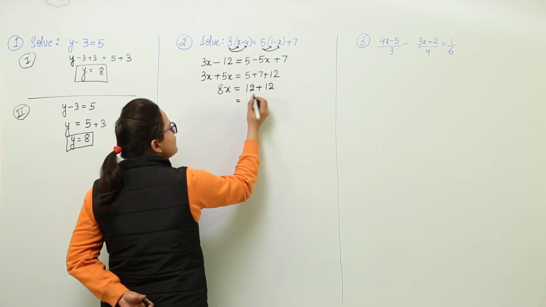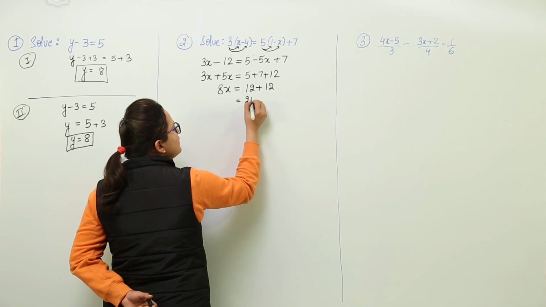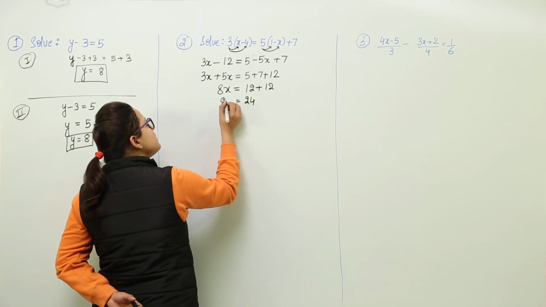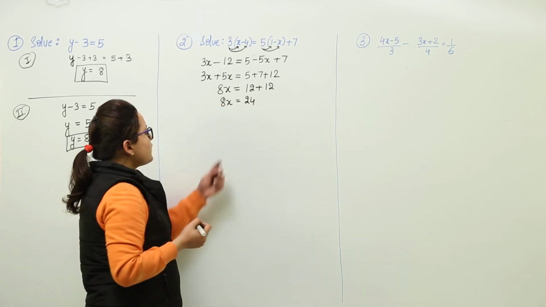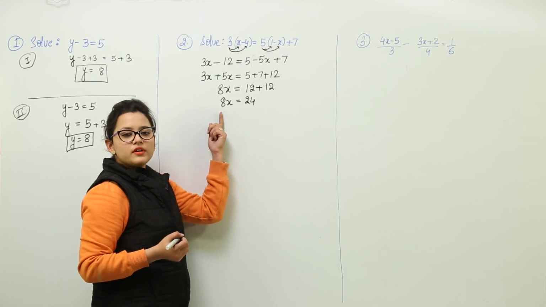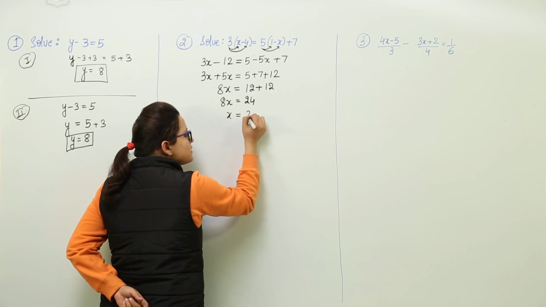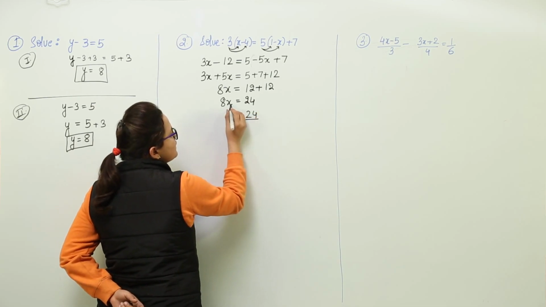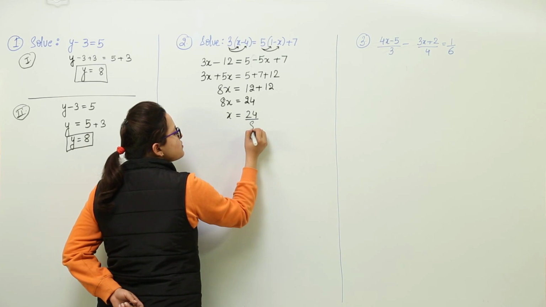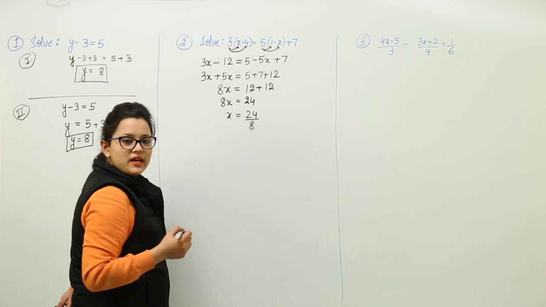Now on solving the right hand side we get 24, and on the left hand side we have 8x. Now for finding the value of x, I should get rid of this 8. So what do I do? I will take 8 to the other side, and because 8 was getting multiplied here, when I transpose it to the other side, it will get divided.